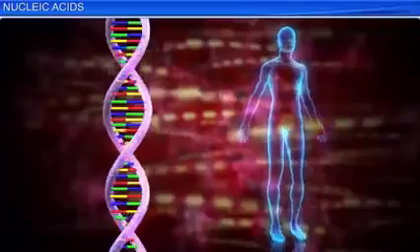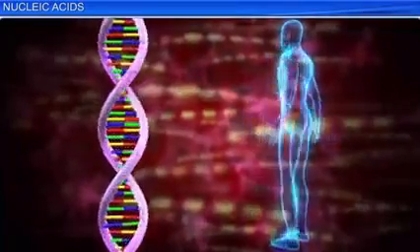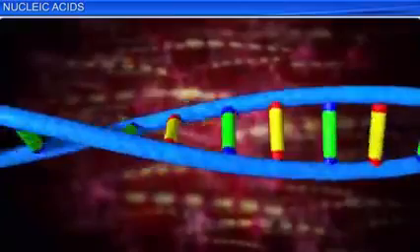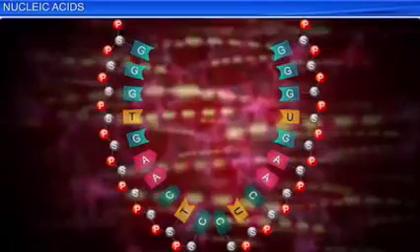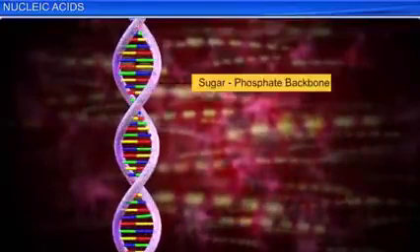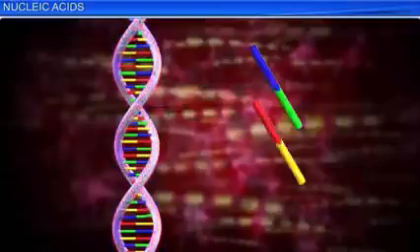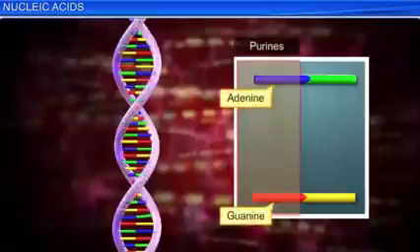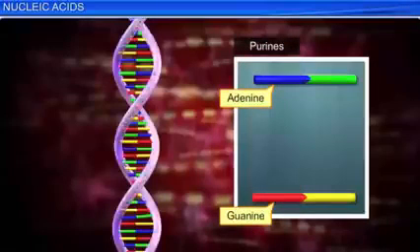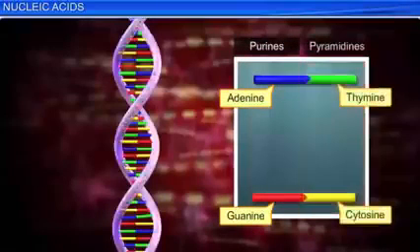DNA forms a secondary structure in the form of a double-stranded helix, like a twisted ladder. 2 strands of DNA interact to form the double helix, where the sugar phosphate backbone forms the rails of the ladder, while pairs of nitrogenous bases, either purines or pyrimidines, form the rungs or steps of the ladder.